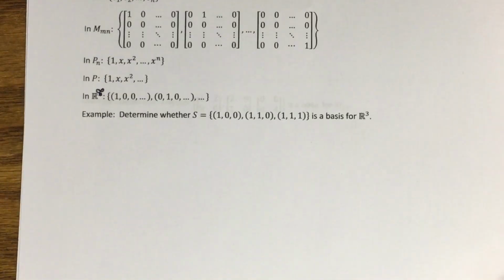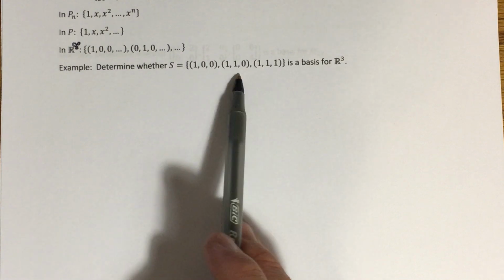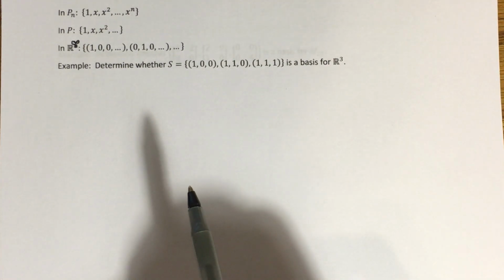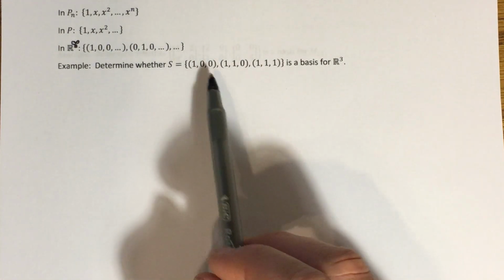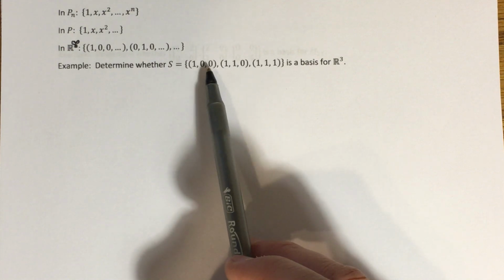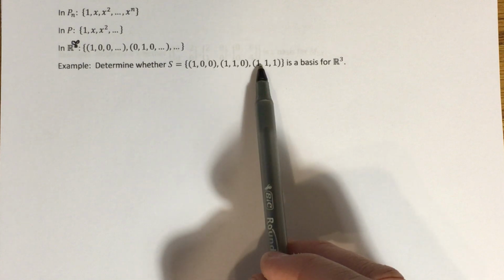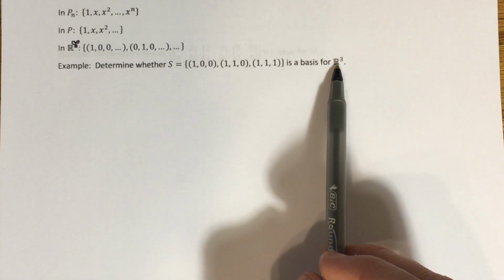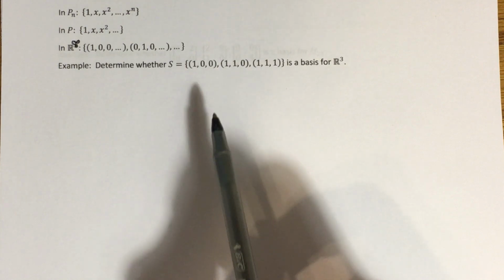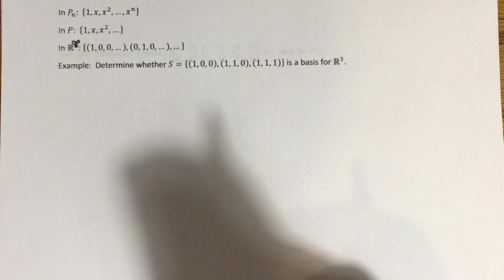So let's take a look at an example of determining whether or not this particular set of vectors from R3 is a basis for R3. In order to do that, we have two things to verify here. One, I have to determine whether or not this set of vectors spans R3, and I also need to determine whether this set of vectors is linearly independent. I'm actually going to look at that first. So how do we verify if something's linearly independent or not?